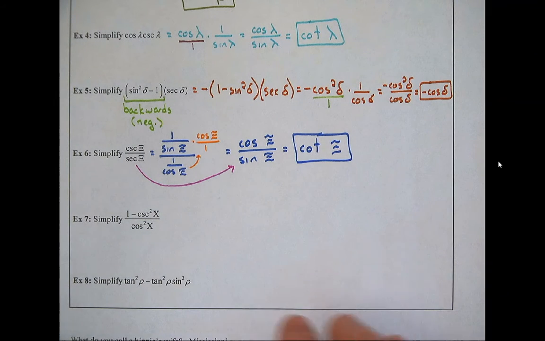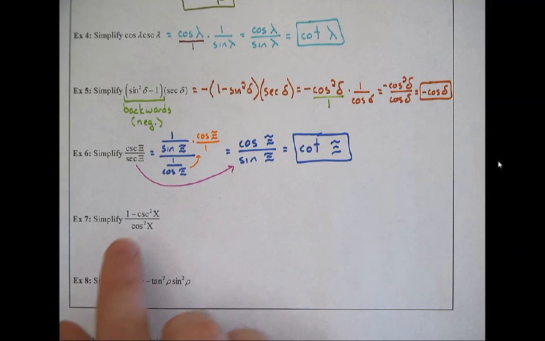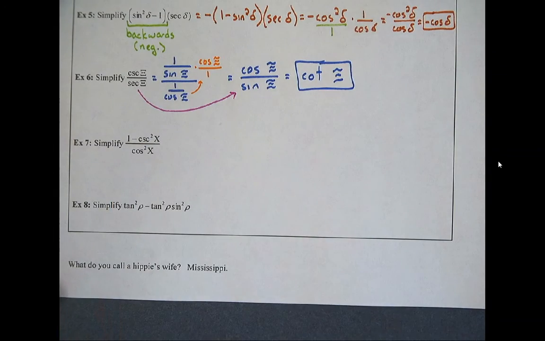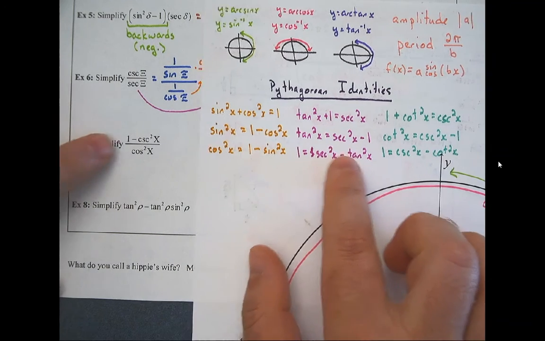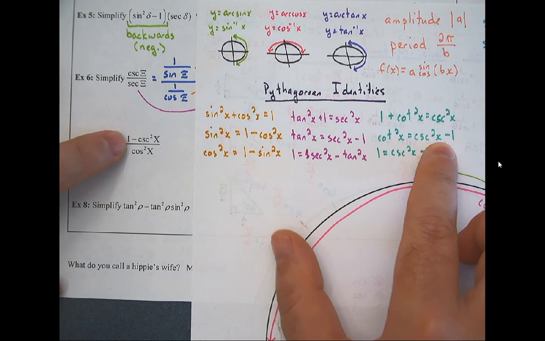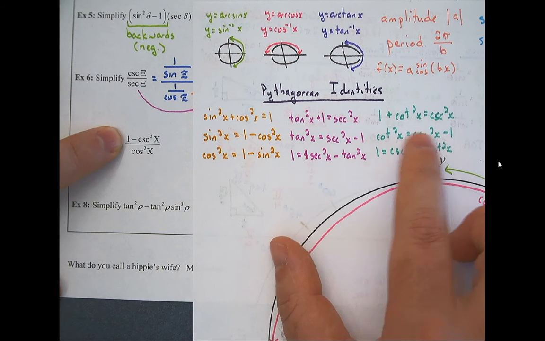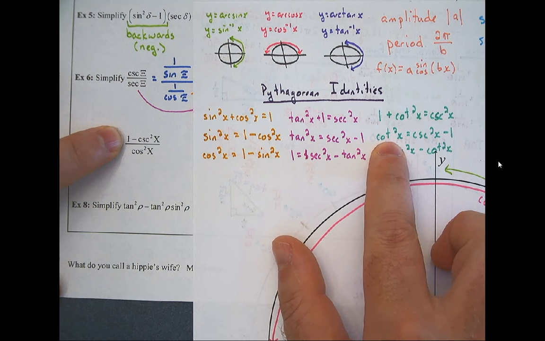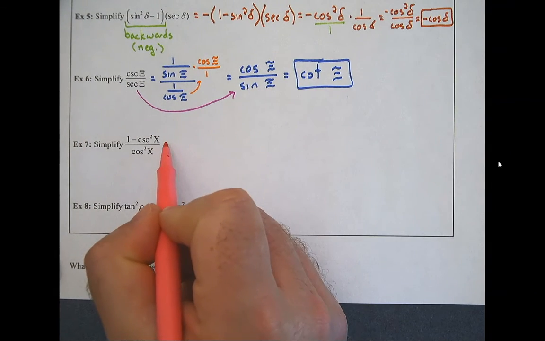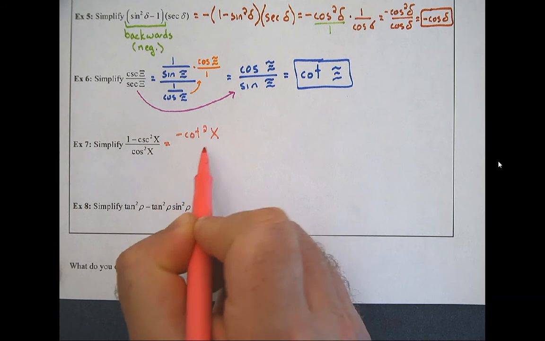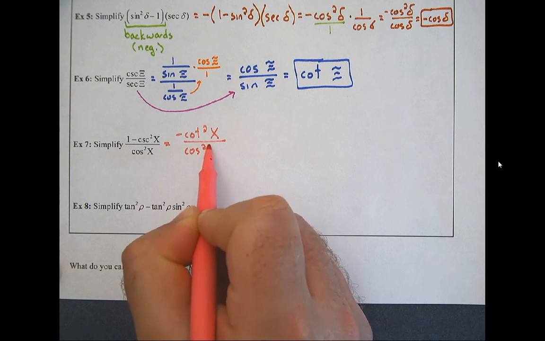All right, 1 minus cosecant squared of chi over cosine squared of chi. So, all right, my math voice says, clean this up. So 1 minus cosecant squared makes me think of my Pythagorean identities. Here's the cosecants. Okay, I've got 1 minus cosecant squared. The Pythagorean identity is cosecant squared minus 1. So that's going to be the opposite of cotangent. So now I'm just going to switch this into negative cotangent squared of chi over cosine squared of chi.